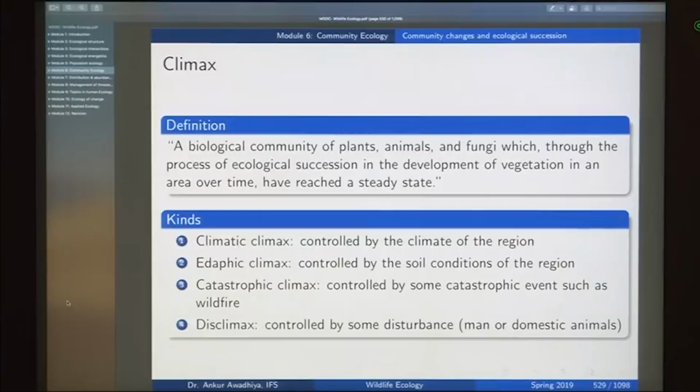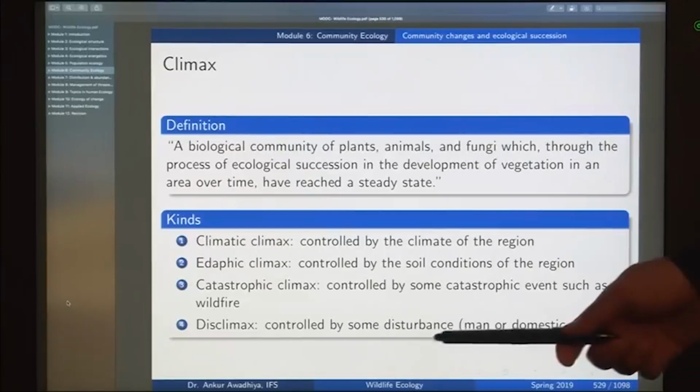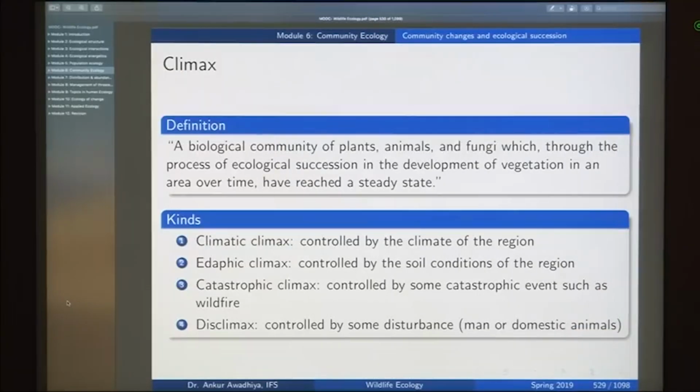A climax species, on the other hand, is a biological community of plants, animals and fungi through which the process of ecological succession in the development of vegetation in an area over time has reached a steady state. So, this is the final level of succession. Now, climax community can be either a climatic climax, which is controlled by the climate, or it can be an edaphic climax, which is controlled by the soil conditions, or a catastrophic climax, which is controlled by some catastrophic events such as wildfires or floods, or it can be a disk climax, where it is controlled by some disturbance either because of men or because of domestic animals.